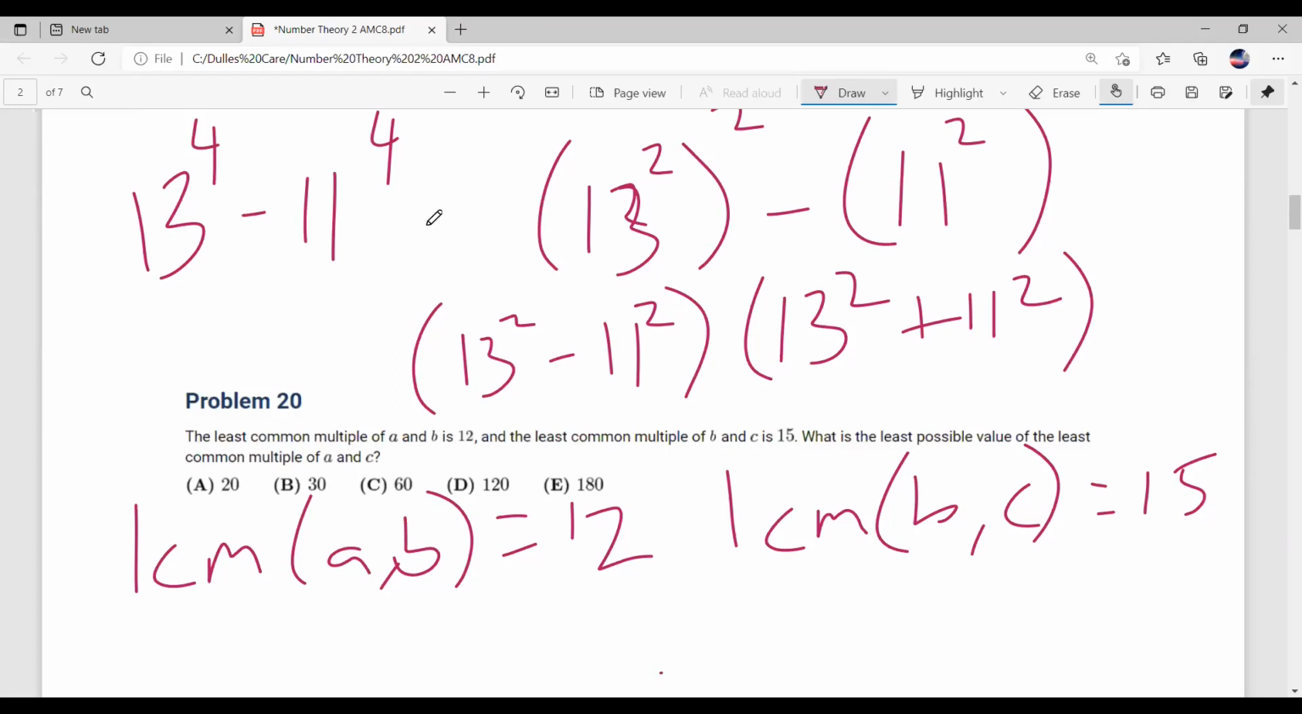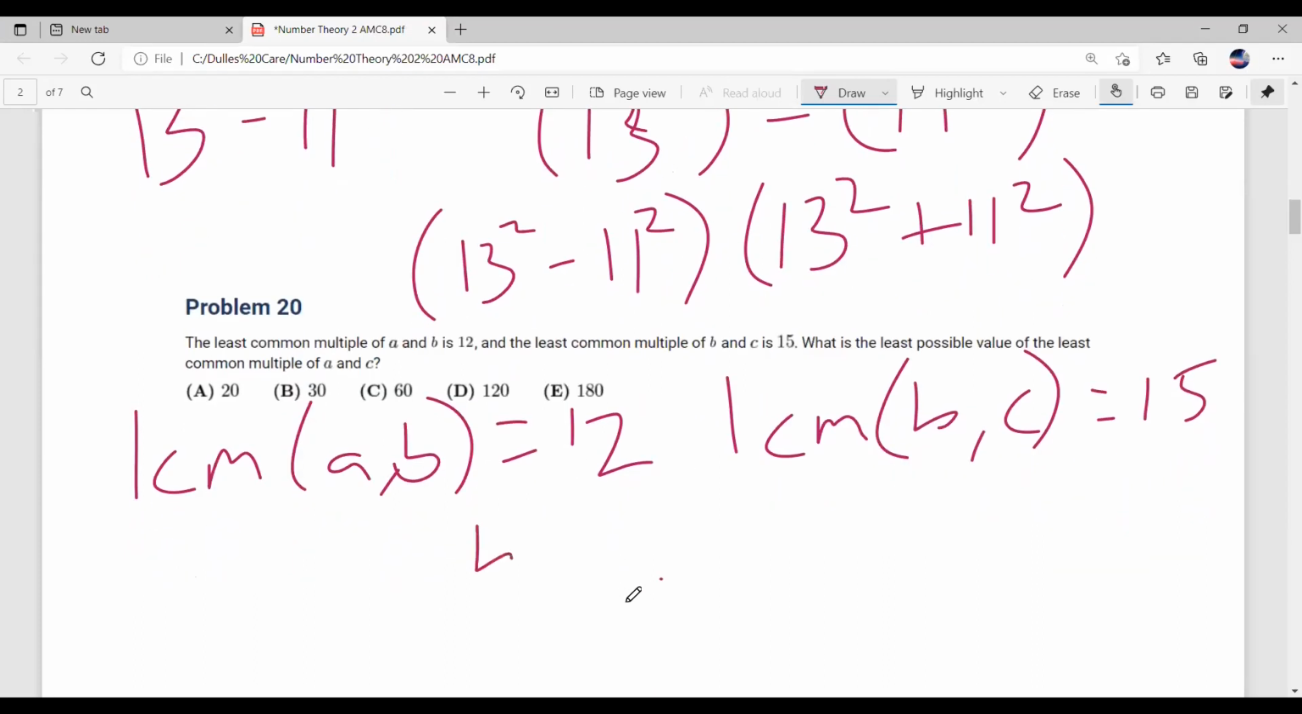Right. So it looks like some of y'all have gotten an answer already. So let's check. We know that the LCM of A and B is 12, and the LCM of B and C is 15. So what's common between 12 and 15? Well, the common factor would be 3. So that means that B is a multiple of 3, like 3n. It doesn't matter what n is.